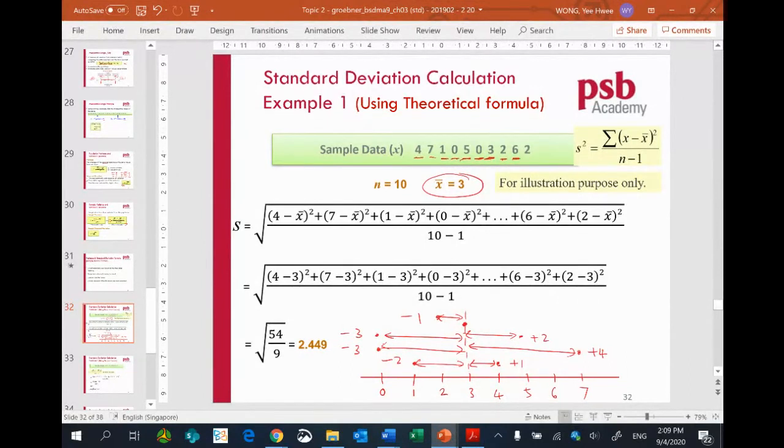And you have another 6. 6 is here. 3 steps to the right. And you have another 2, which is 1 step to the left.